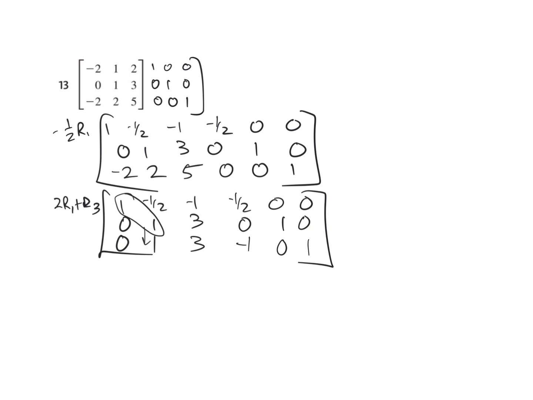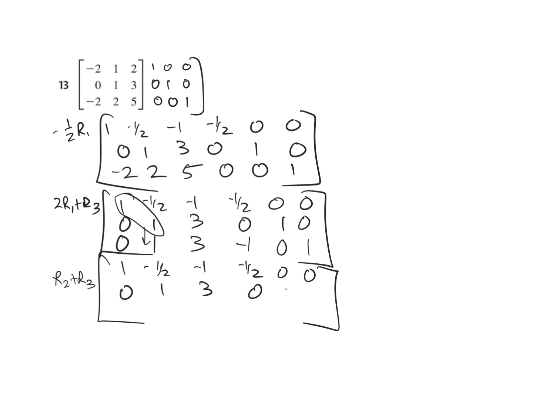Now we got to get this to be a 0. So do negative row 2 plus row 3. All right, so row 1 and row 2 stay the same. And then we get 0, and then negative 1 plus 1 is 0. Negative 3 plus 3 is 0. 0 plus negative 1 is negative 1. Negative 1 plus 0 is negative 1, and 0 plus 1 is 1.